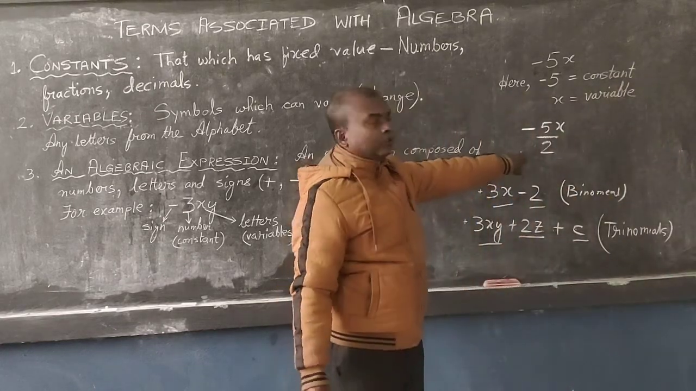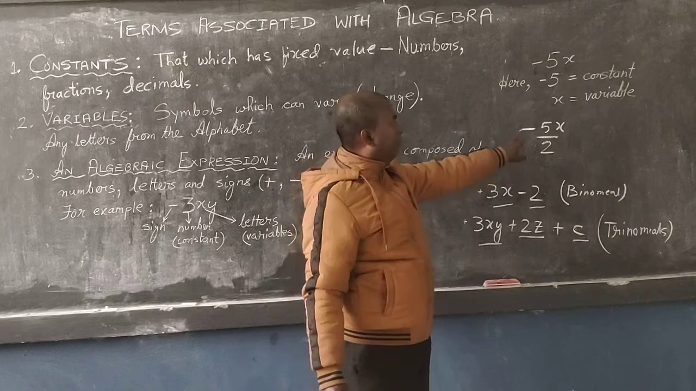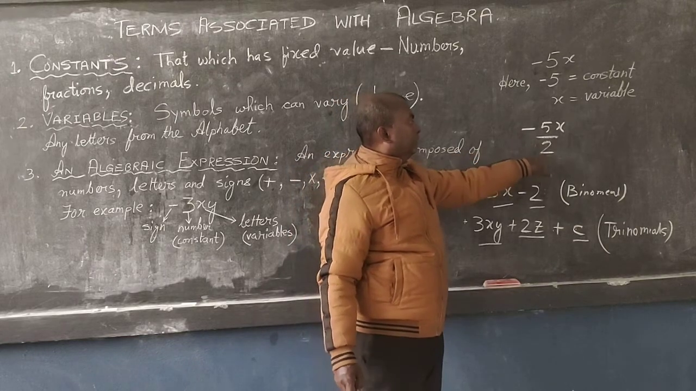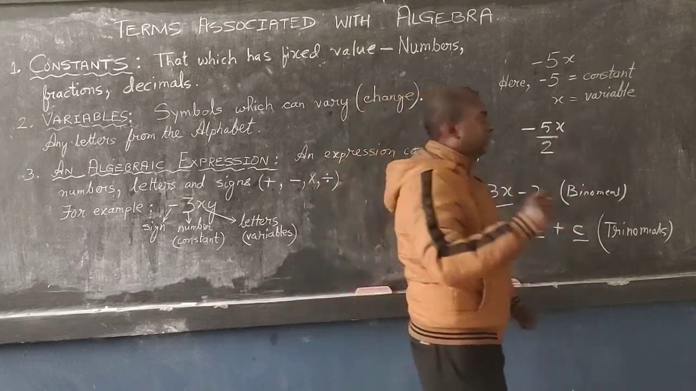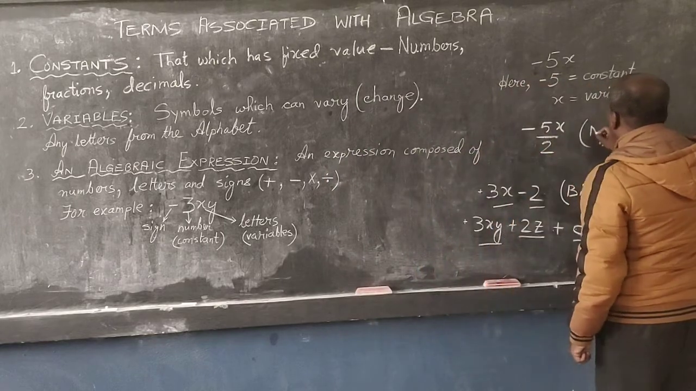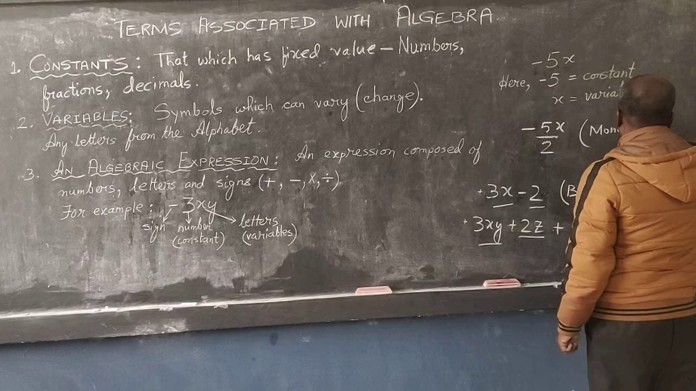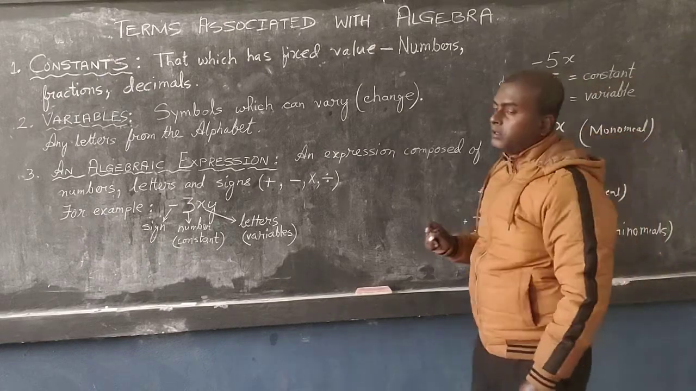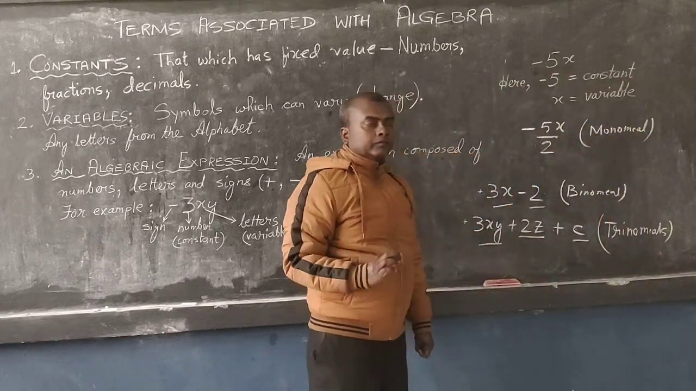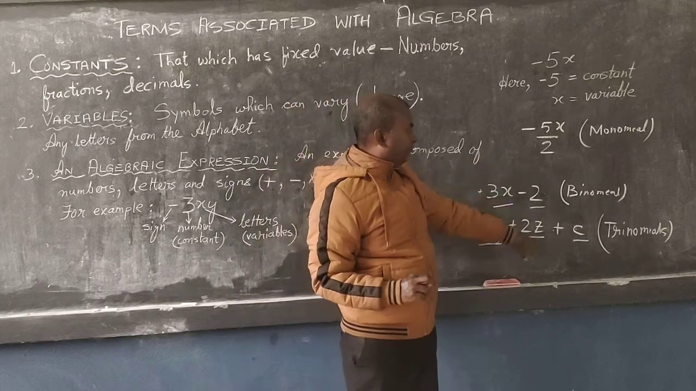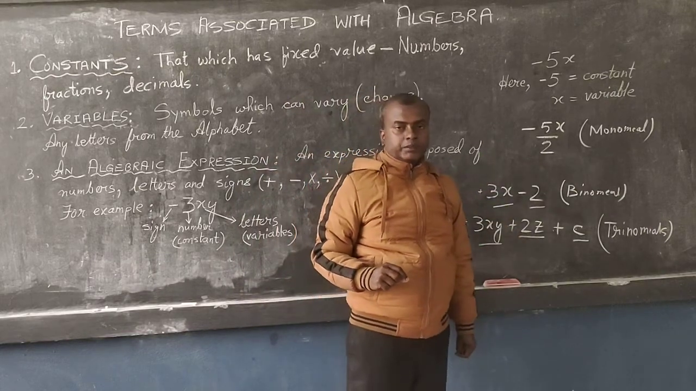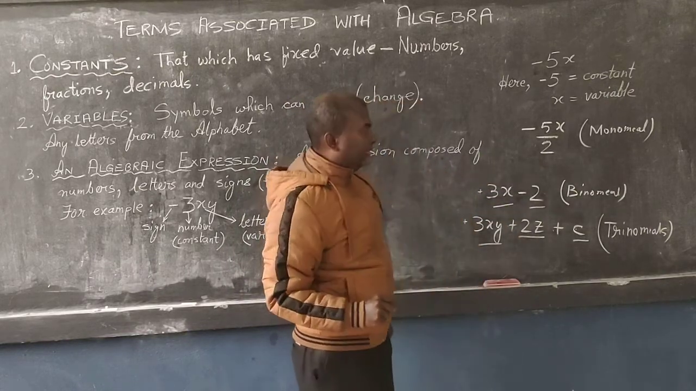And if only one term is there, one set of number, sign, and variable, then it is regarded as monomial. Monomial. Together, these are all algebraic expressions. So keep that in mind.